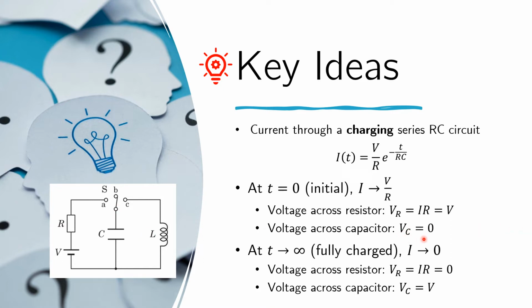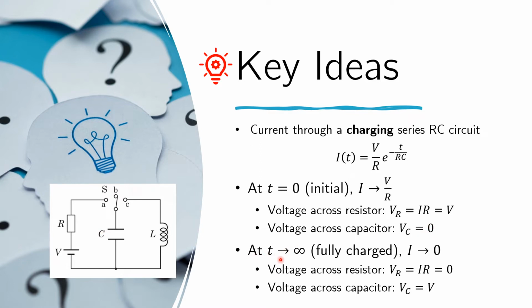For the voltage across the capacitor, we apply Kirchhoff's law. It says that the total source voltage, which is V, must be equal to the sum of the voltages of the other elements. In this case, we have the voltage of R, the resistor, and the voltage of C, the capacitor. Because the voltage across the resistor is already V, the voltage across the capacitor must be 0.